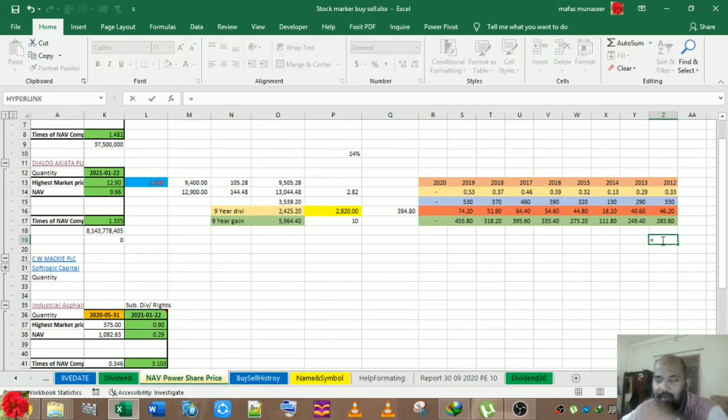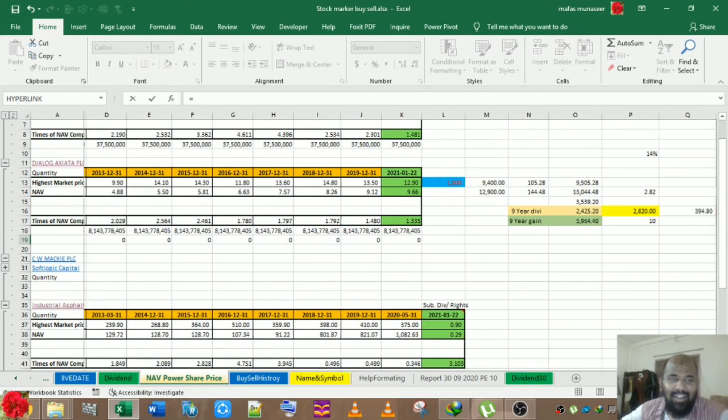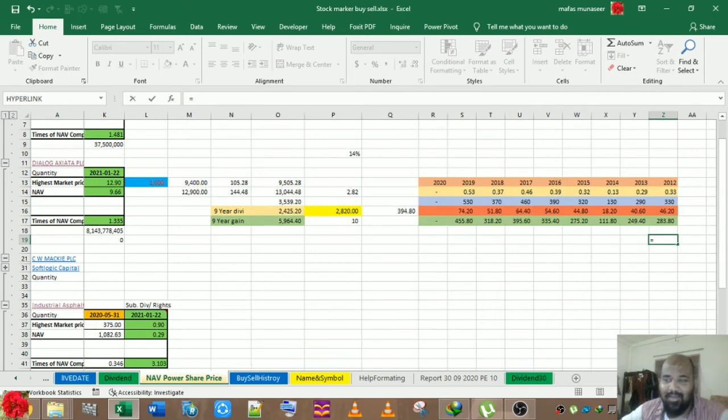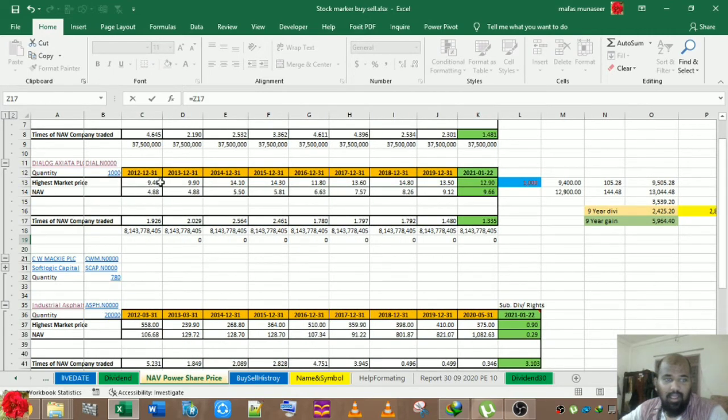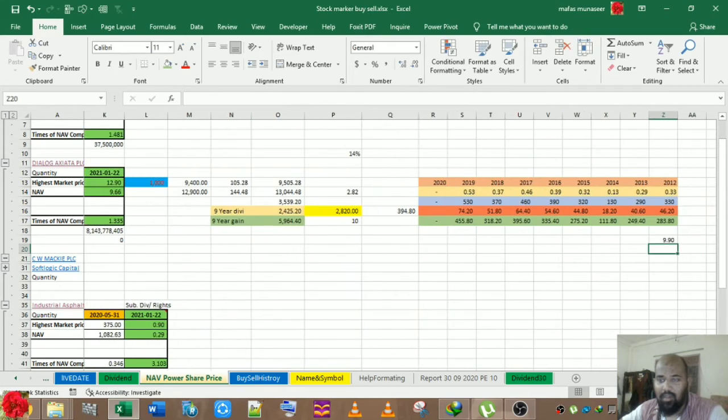So let me, it's a little bit complicated, so my mind also flies out. Let me think about how many shares I can buy from here. Okay, I got it. From this amount I have to divide by this amount, 9, that means 10 shares. Okay, keep it as a round figure, 10 shares.